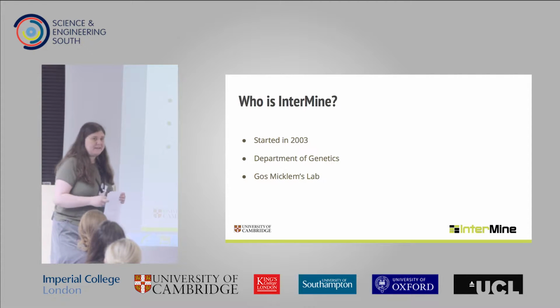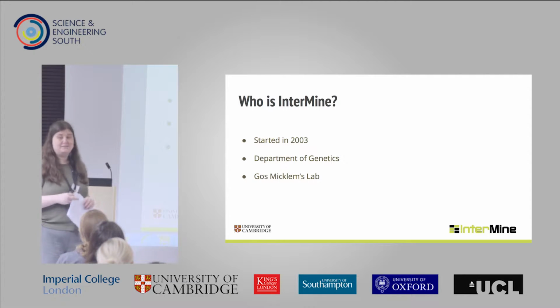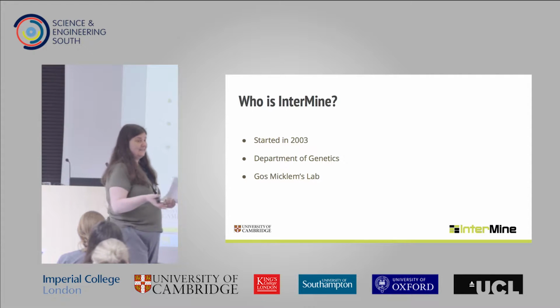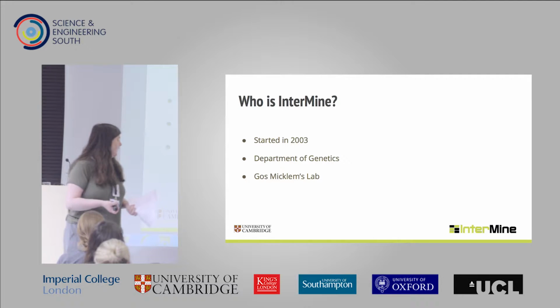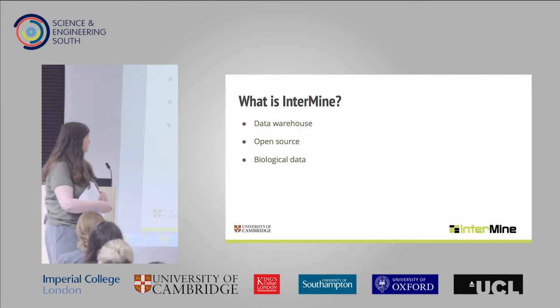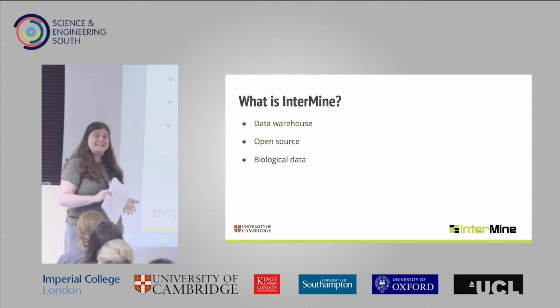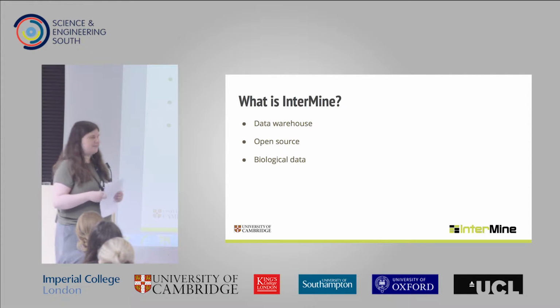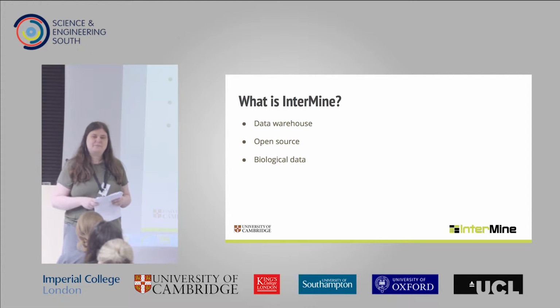Okay, so who are we? We're InterMine. We started in 2003. We have been open data advocates for a very long time. We are based here at the Department of Genetics in Gos Micklem's lab. So what exactly is InterMine? It's a data warehouse, and it's open source. We're on GitHub. Everything is open. And it's just for biological data.